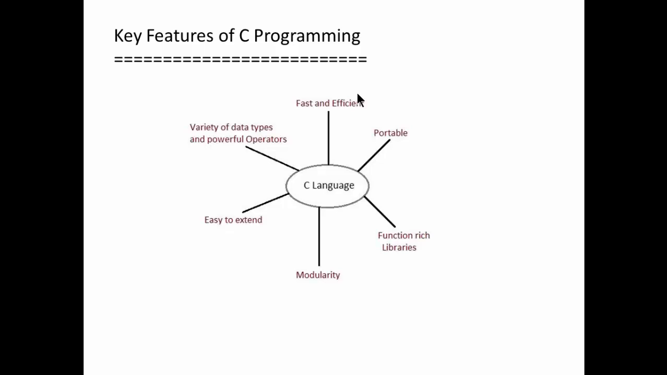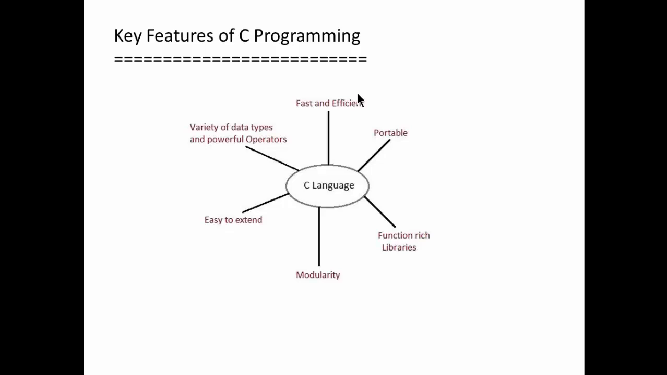Coming to the next feature, the C programming language is function rich with libraries. C contains a set of library functions which are written inside the header files. In order to use those library functions, you need to add those header files in your program, and you can then use those built-in functions in your program to do specific tasks.